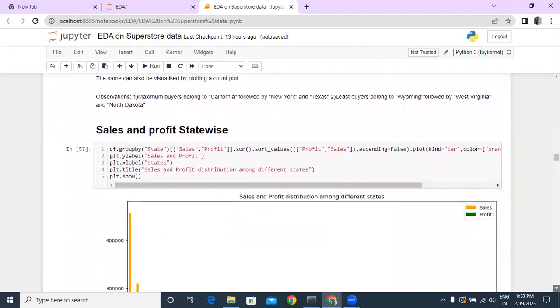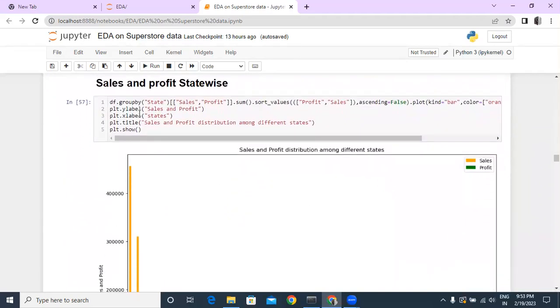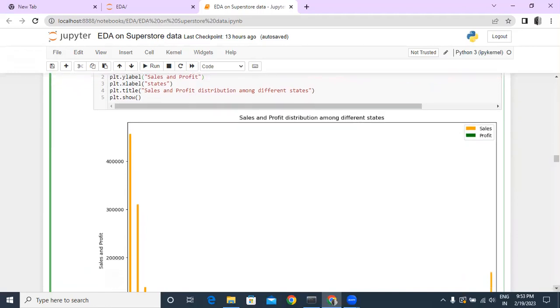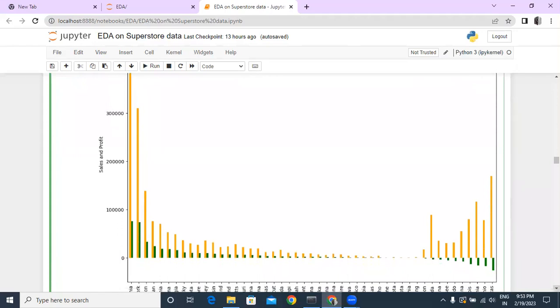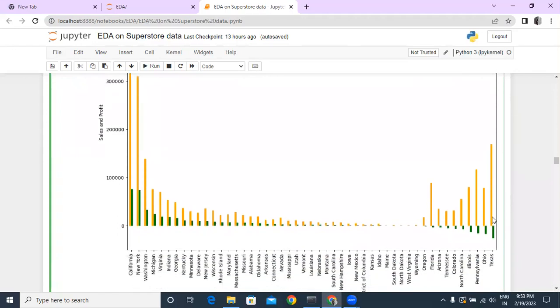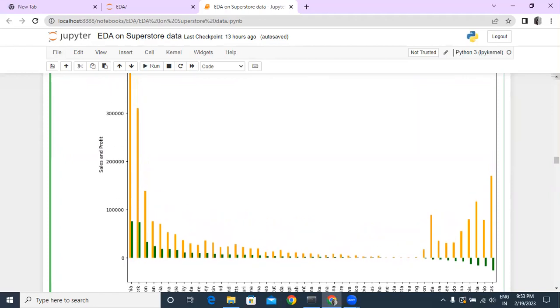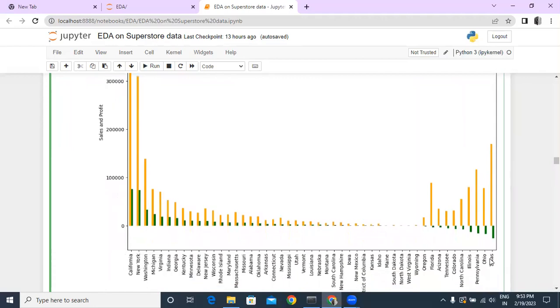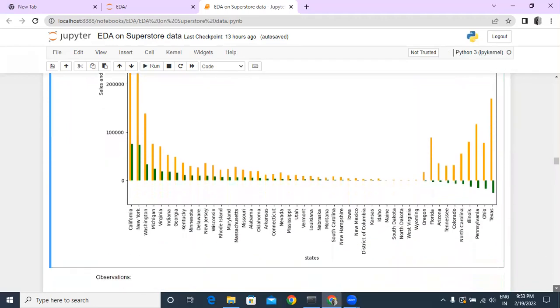So again, we are using the same thing. We will first use the group by, and then we'll sort it accordingly, and we are doing the ascending first because by default ascending is true. So that we can get it in descending order, and accordingly we have plotted, and we have got this as the graph. And here we can observe that the green one is our profit, and in some cases it is below zero, so it means it's negative. So that means these states are in losses.